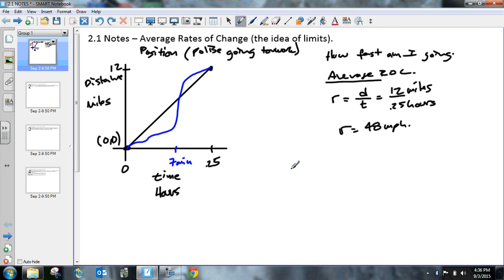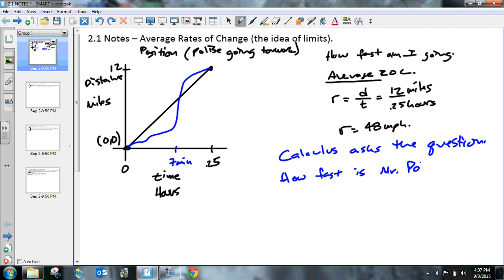But calculus asks the question, and this is the big question: how fast is Mr. Police traveling? How fast is Mr. Police going 7 minutes into the trip? Okay, right about here.